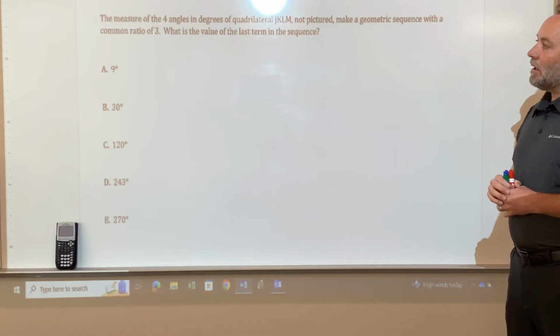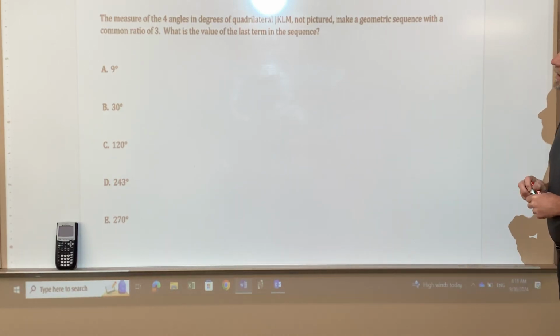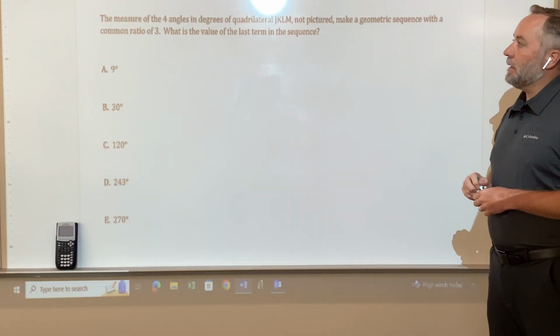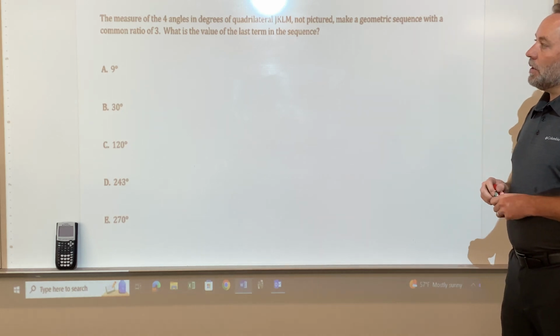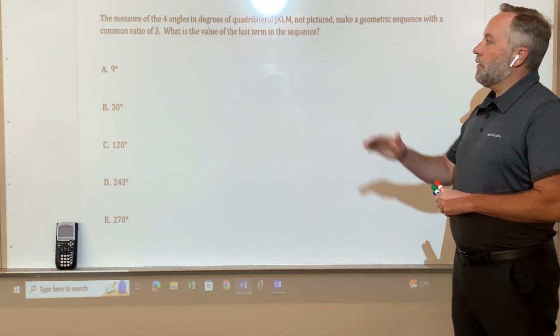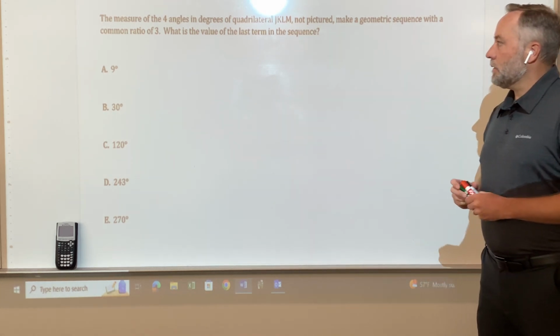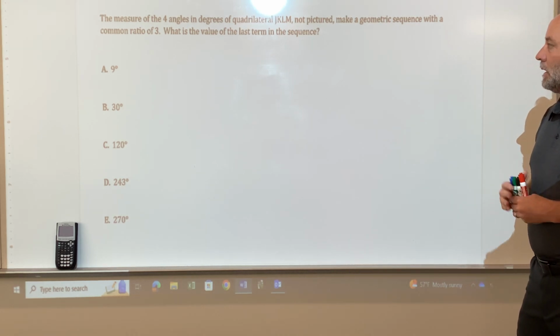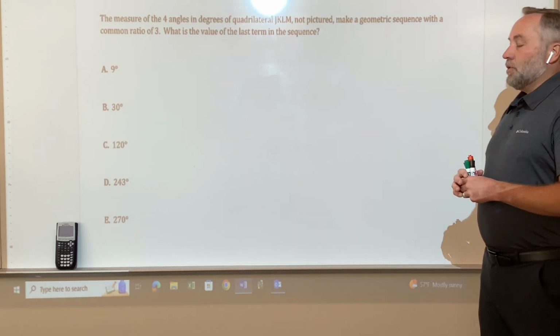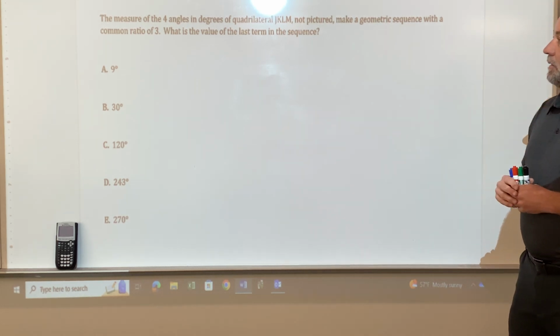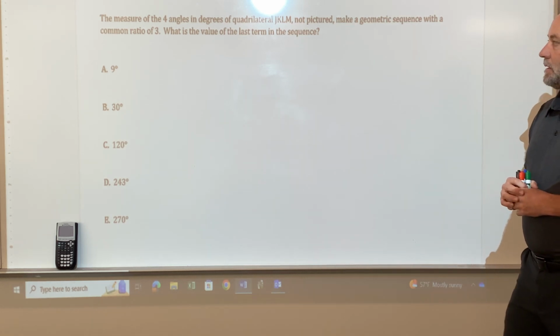This question tests our knowledge of a few different mathematical concepts, and it has some detail in there that we have to pay attention to. It says the measure of the four angles in degrees of quadrilateral JKLM, not pictured, make a geometric sequence with a common ratio of 3. What is the value of the last term in the sequence?